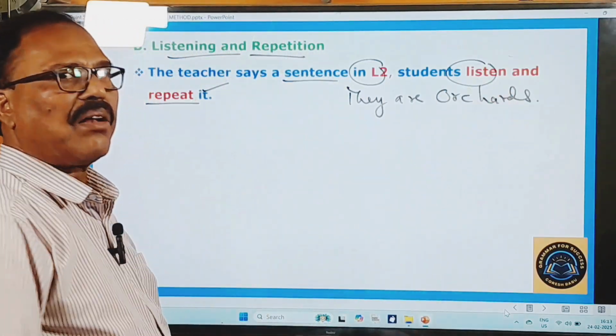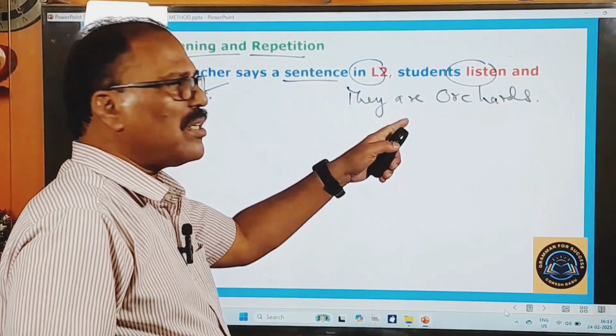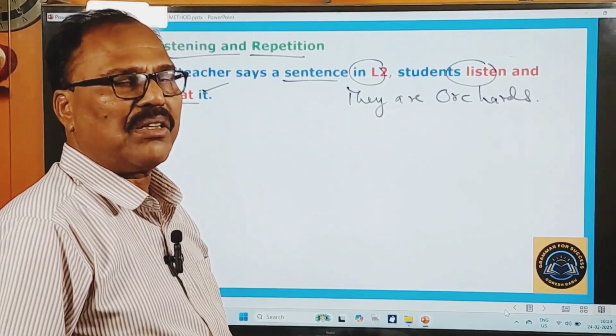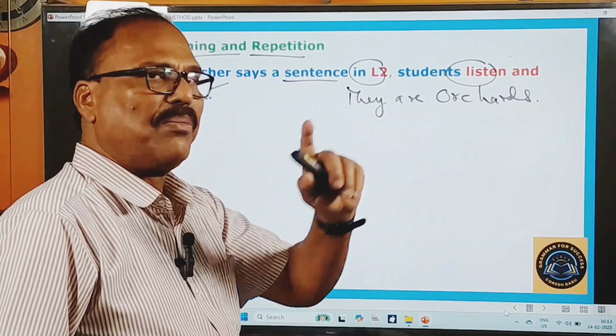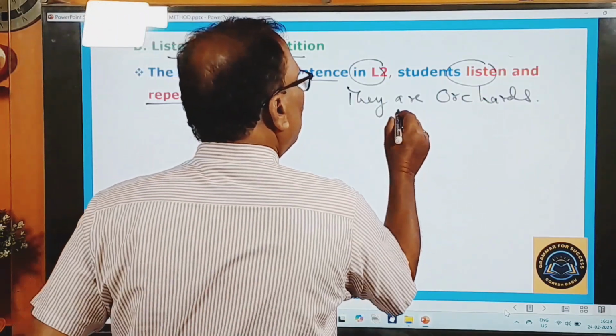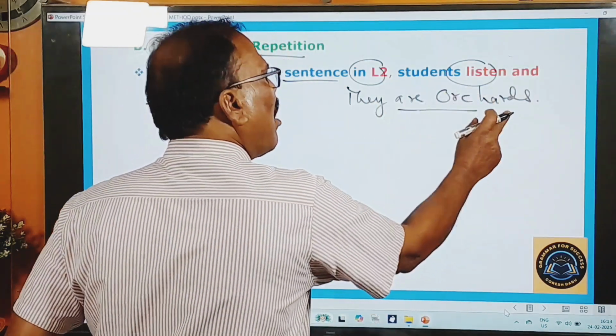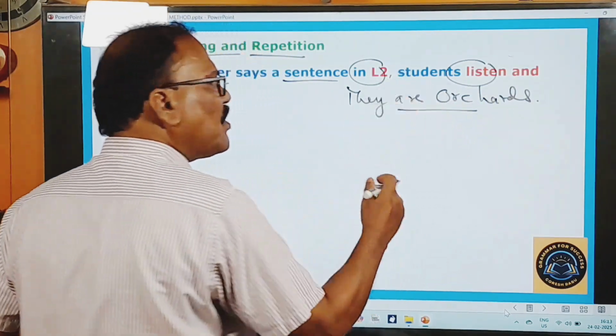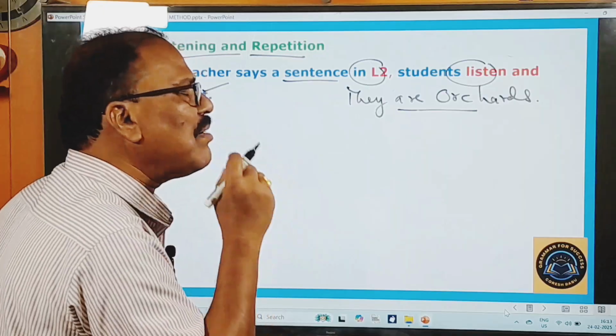The teacher says, "They are our charts." The Telugu meaning is also explained to the students: "Avi pandla totalu," something like that. Now the students will listen to this sentence, "They are our charts," and they will repeat it.